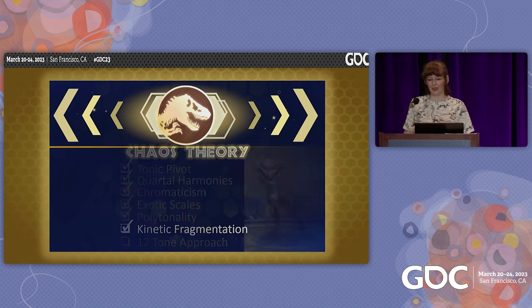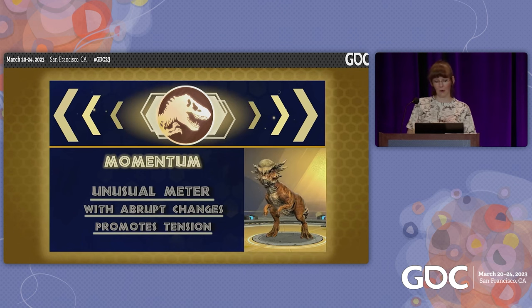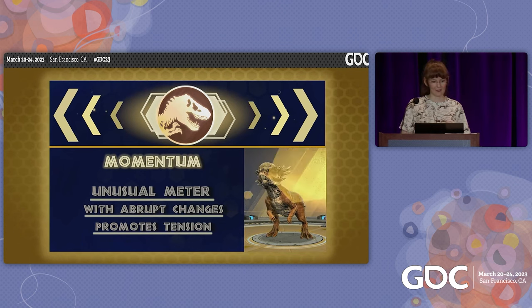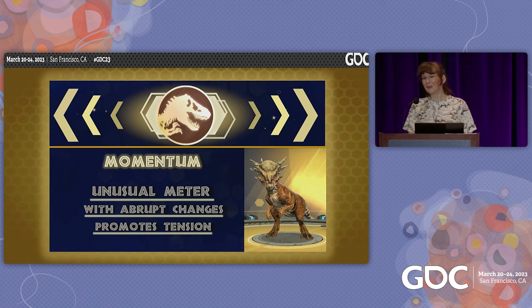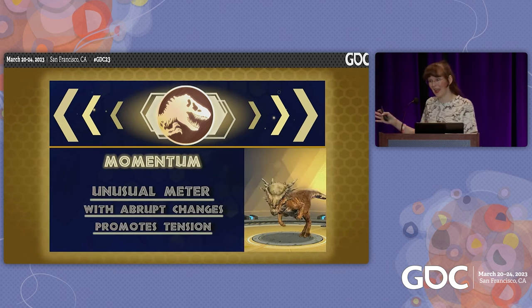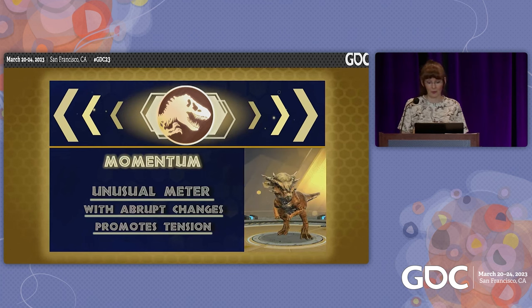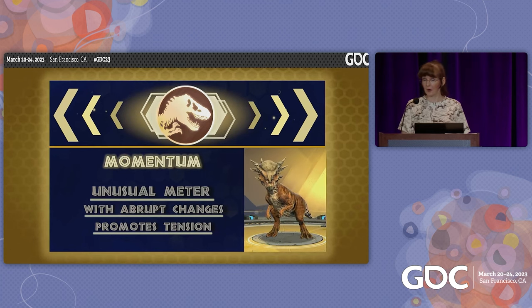Energy in music is typically driven both by tempo and meter, which gives us a sense of general momentum. There are lots of ways that we can experiment with unusual meter structures. For instance, in that polytonal piece of music that I was just playing for you, there are also abrupt temporary changes in meter, and these help things feel a bit more agitated and unstable.